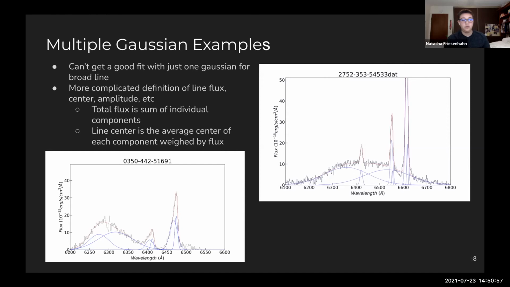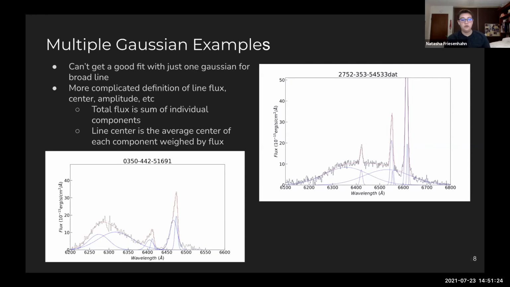So here are 2 examples. In the bottom one, you can see that H beta is asymmetrical. So 1 Gaussian would not be a good fit, clearly. And in the example on the right, you can see that the H beta line is actually broad enough that it overlaps with the oxygen 3 line. So multiple Gaussians are necessary here because of the way different lines combined together and created an asymmetrical profile.